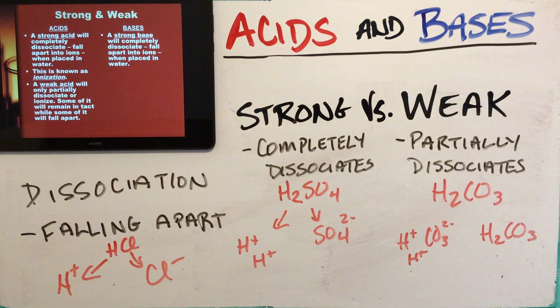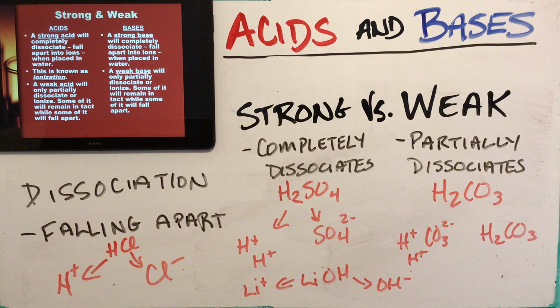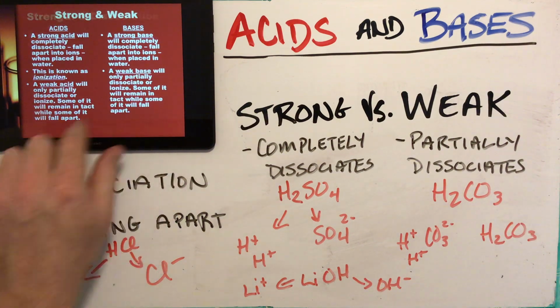Same thing with bases. Bases, when you put them in water, if it's a strong base, like LiOH, it's going to dissociate and form Li ions and OH ions. It's a strong base. So it dissociates. If I drop this in the water, they're separating left and right. All of them. Right? The weak one only partially dissociates. So the weak one, again, will kind of be like our carbonic acid here. Some will stay together. Some will fall apart.